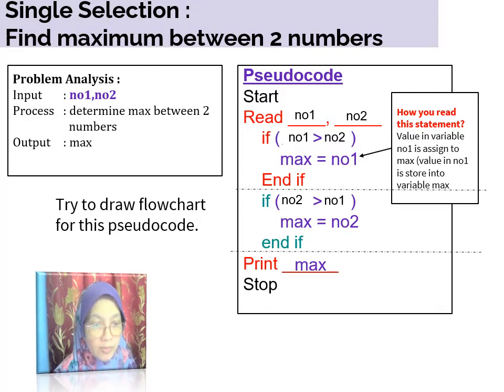Okay, let's proceed with the next. Why did I draw the line there? I draw the line there to show you, in case this is true, then go to where? Below the end if. You cannot say if this case is true, where to go? Just go to end. It's wrong. If the case is true, then go to below the end if.